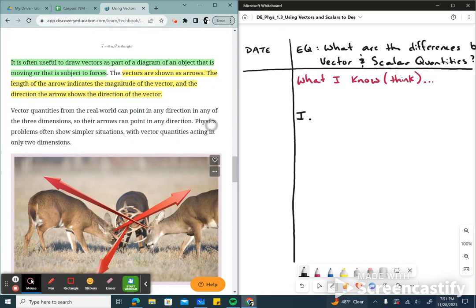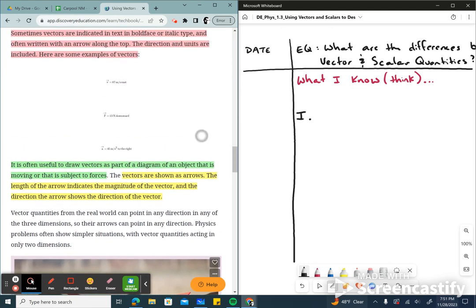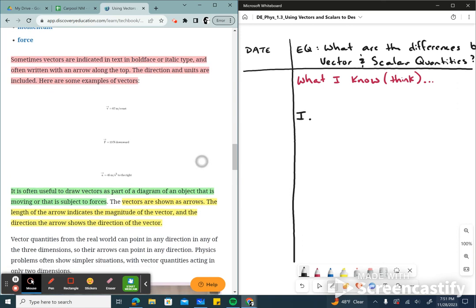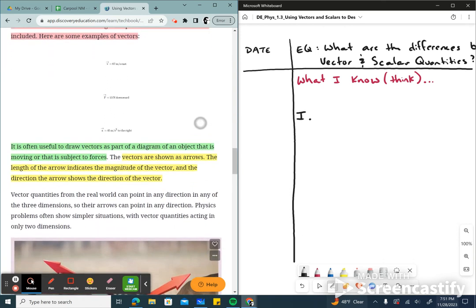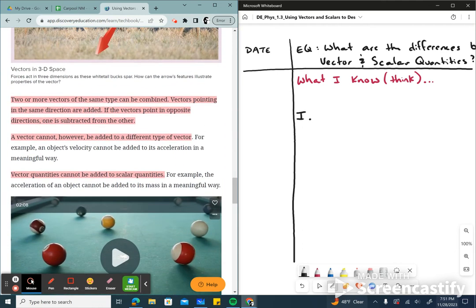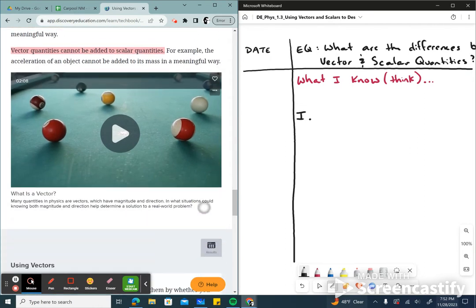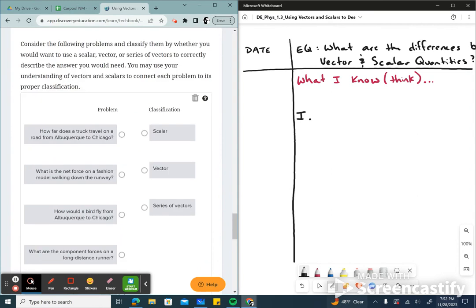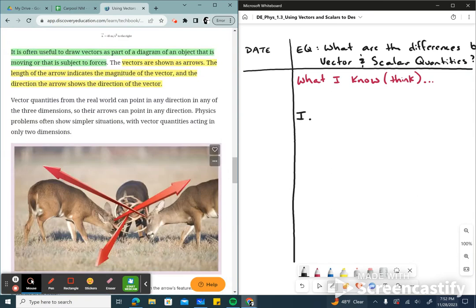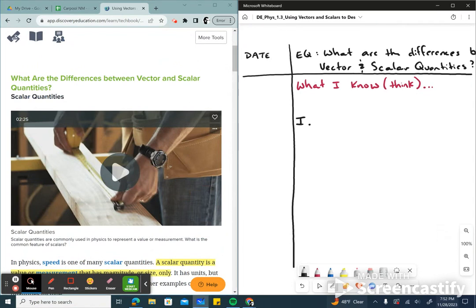Then they go into the way that you communicate vectors, and we'll talk about that in our notes. They also talk about being able to mathematically add and subtract vectors, when you can do that and when you cannot. And we've got some homework problems there as well. So that gives us the lay of the land. Let's go ahead and talk about scalar quantities first.